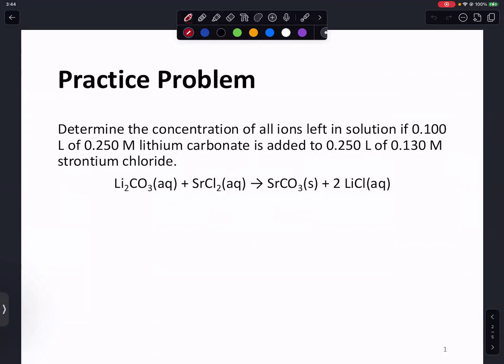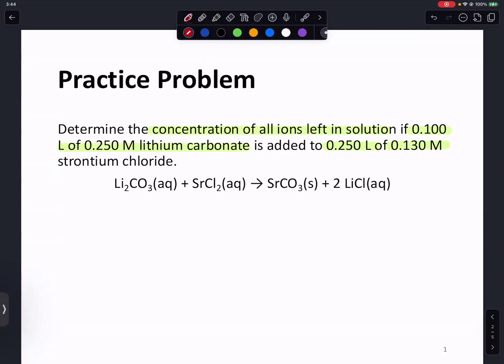So in this problem, it wants you to determine the concentration of all ions left in solution when mixing 0.100 liters of 0.250 molar lithium carbonate, added to 0.250 liters of 0.130 molar strontium chloride.